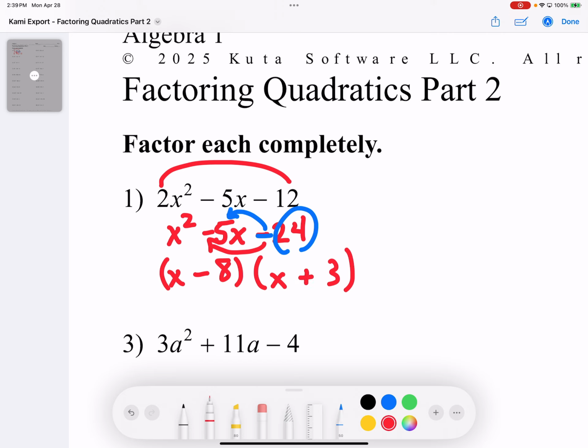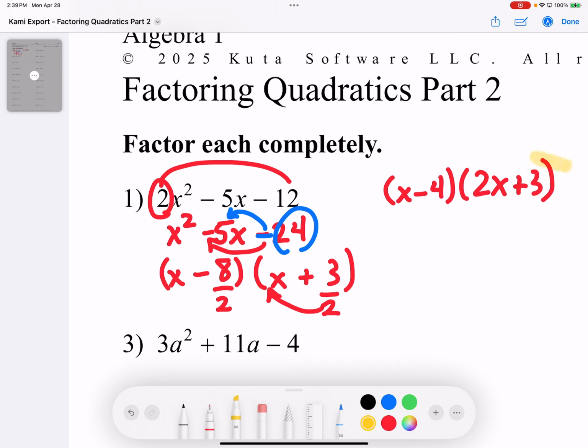The last step is we have to divide both of these. Remember, the slide part was the 2 times 12. Now we're going to do the divide part. We divide by 2 on both of these. 8 divided by 2 is 4, so that works out. So I get x minus 4. 3 divided by 2 doesn't divide, so we slide the 2 back out front. So we're going to have 2x plus 3, and that's it. So you add a step onto the beginning and a step onto the end. The middle part is the same.